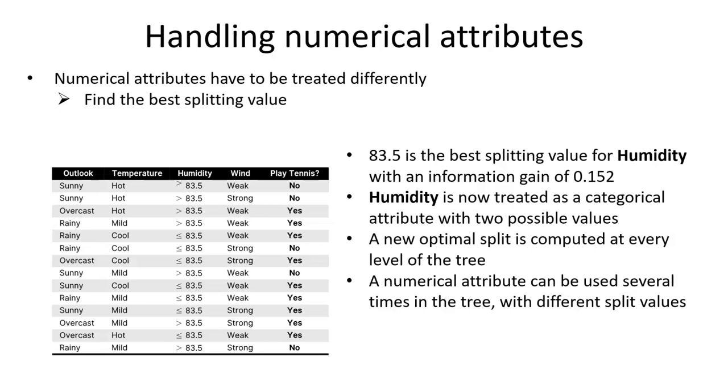A numerical attribute can be used several times in the tree with different split values. The last topic is about handling missing values, which is very important. So how do we compute it? There are different ways to handle missing values.